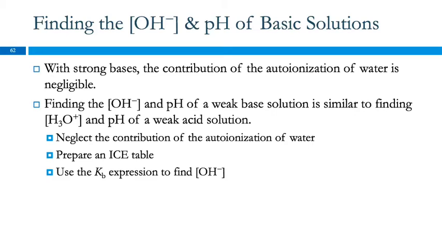So finding the hydroxide ion concentrations and pH of basic solutions. When we have strong bases, the contribution of the autoionization of water is negligible. We can just completely ignore it. If we're looking at weak bases, we're going to do a similar process to what we did with weak acids. So we're going to neglect the contribution of the autoionization of water because that only comes into effect with a weak base at a very, very low concentration. We make an ice table, we use the Kb expression to find the hydroxide ion concentration.